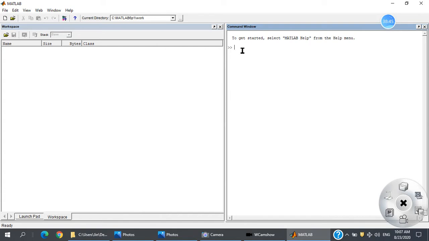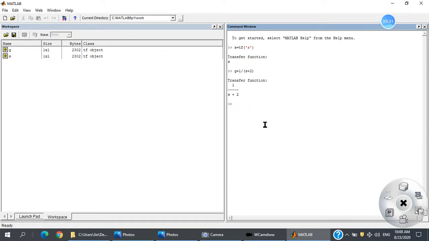Okay, now we want to have a system. We start from a simple one: I use s equal to tf. By this way, we define s. We can use this s as a variable in the transfer function. Now we can let g equal to, for example, 1 over s plus 2. You see, we have a transfer function. This system is g. Its transfer function is 1 over s plus 2.